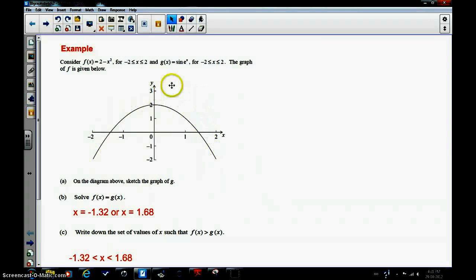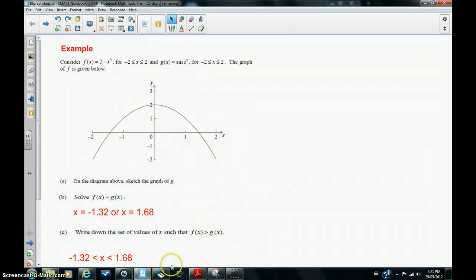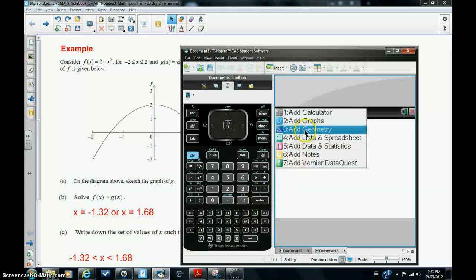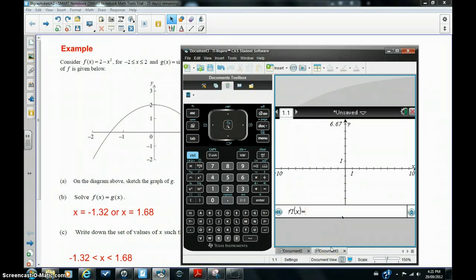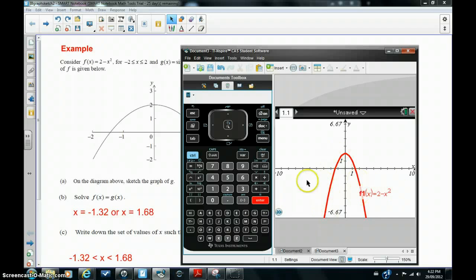It's a parabola, as you'd expect from f of x equals 2 minus x squared, and we've got to graph g of x equals sine e to the x, which is quite a complicated graph, so I'm going to make use of the calculator. Now I'm going to go into graphs view, and I'm going to enter 2 minus x squared straight away, because I'm going to need to graph that for the later part of the question. And there it is, it's the parabola, the quadratic.